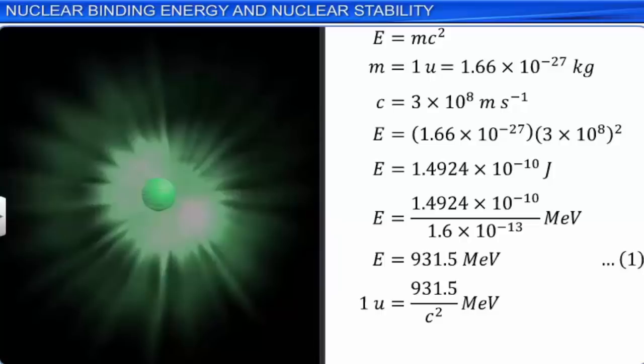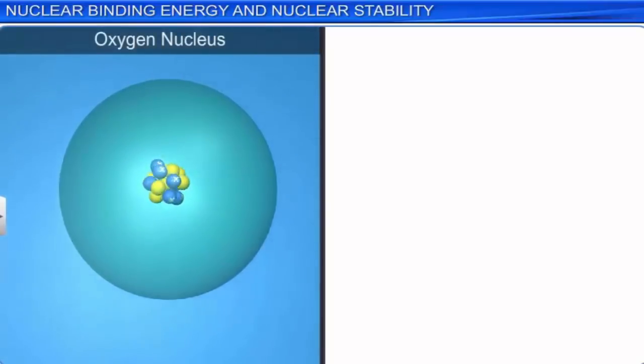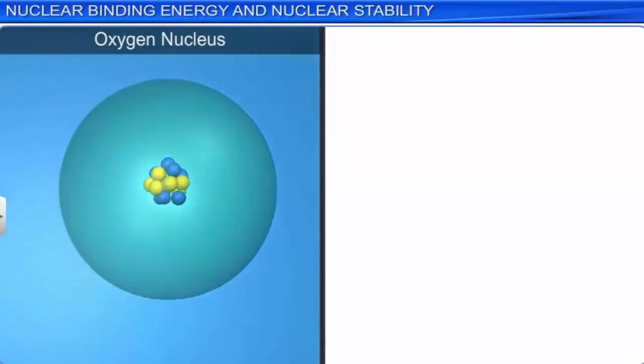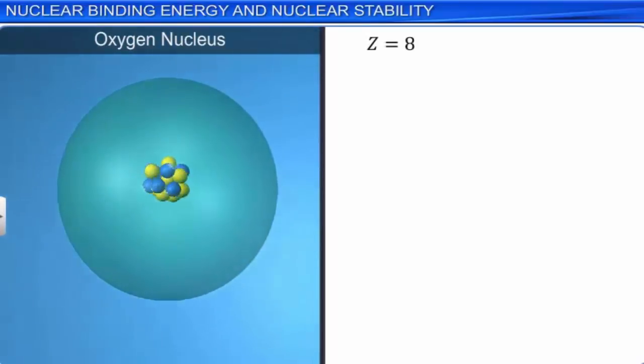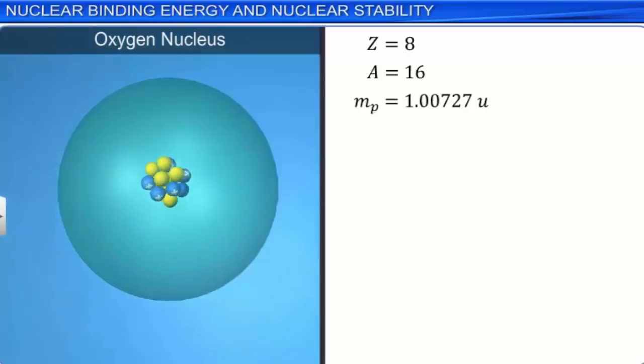Let us now study the concept of nuclear binding energy in light of Einstein's mass-energy equivalence equation. Considering a sample nucleus, say, an oxygen nucleus. An oxygen nucleus is made up of 8 neutrons and 8 protons, and hence its atomic number Z equals 8 and mass number A is equal to 16. The mass of each proton is Mp = 1.00727 AMU. The mass of each neutron is Mn = 1.00866 AMU. And that of an electron is Me = 0.00055 AMU.